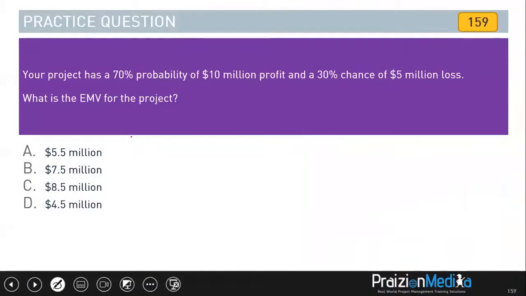Your project has a 70% probability of $10 million profit and a 30% chance of $5 million loss. What is the EMV for the project? Now, I do want to make it clear these questions may not be like this on the exam, especially where multiplication or addition or mathematical functions are concerned, but this is still a good assessment of understanding. So go for it.